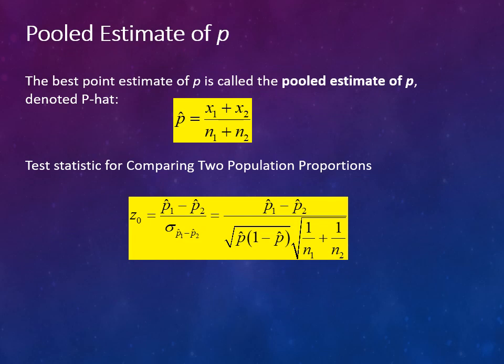The best point estimate of p is called the pooled estimate of p, denoted p hat, where p hat equals x1 plus x2 over n1 plus n2. In this case, the test statistic for comparing two population proportions is z sub 0, which equals p hat 1 minus p hat 2 over the standard deviation sigma of p1 hat minus p2 hat.